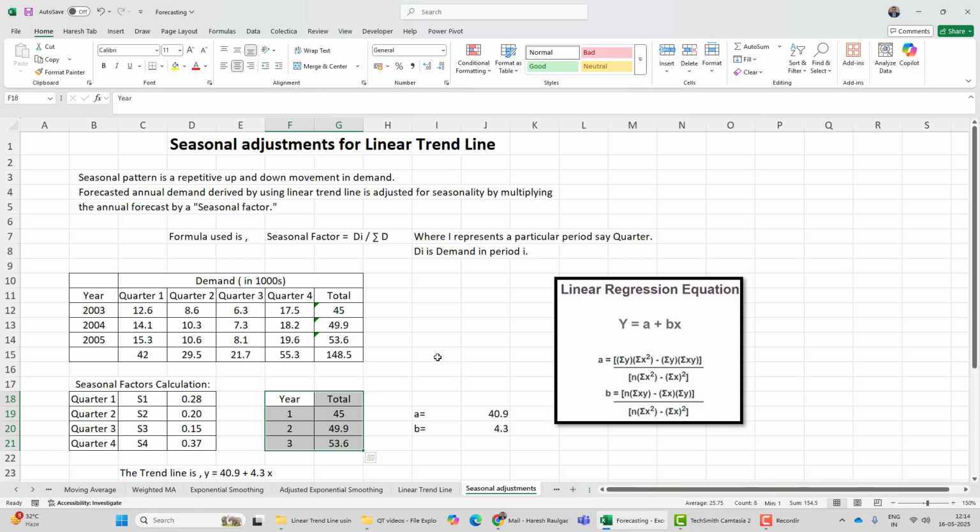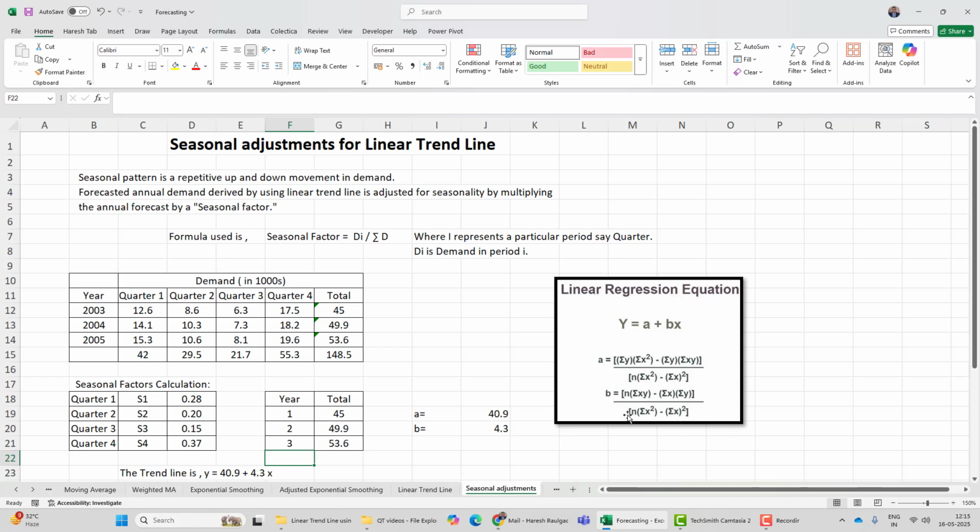It looks like our linear trend problem, right? We have year and we have some parameter which is changing year after year. So what is our challenge here? We need to find out the next year's 4 quarters values or demands. First we need to find out the entire 4th year's total demand. For that we will be using the linear trend line which we have learned, with this equation.